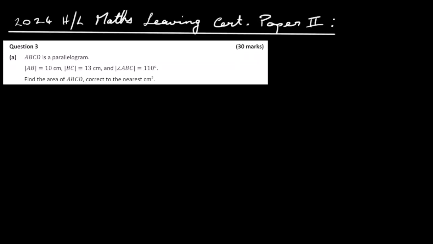Okay, so this is the 2024 Higher Level Maths Leaving Cert Paper 2, question 3. ABCD is a parallelogram. AB is 10, BC is 13, and the angle ABC is 110. Find the area of ABCD correct to the nearest centimeter.